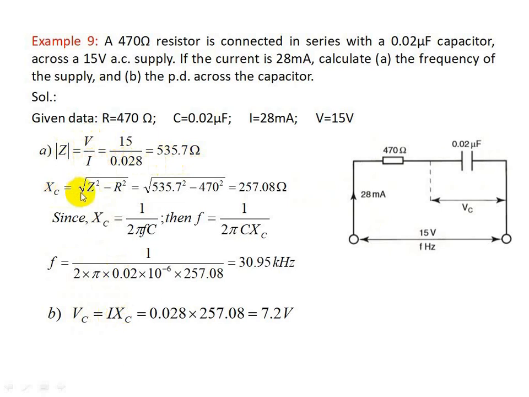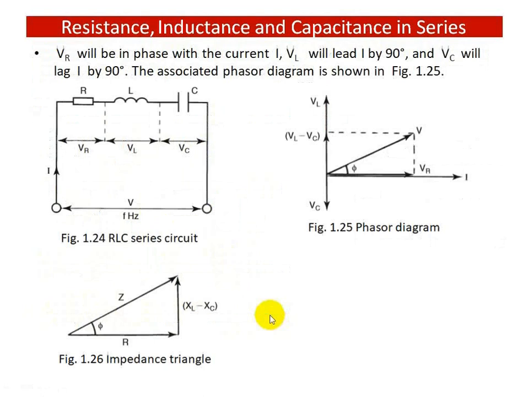Then find XC, it is nothing but under root of Z square minus R square. This comes to be around 257.08 ohms. Then you know the formula for XC is 1 by 2 pi FC. So here the only unknown is frequency. So find frequency. It comes to be around 30.95 kilohertz. Then second part, find VC, the product of I into capacitive reactance, that comes to be around 7.2 volts.